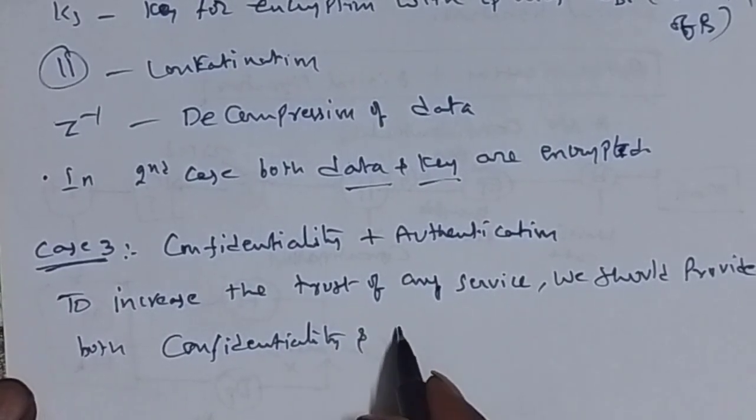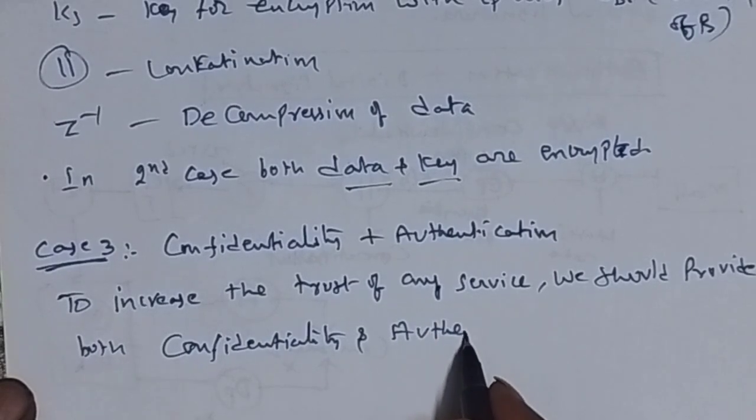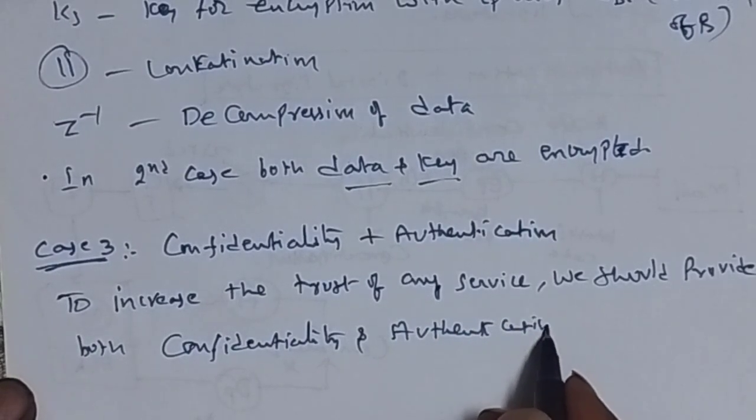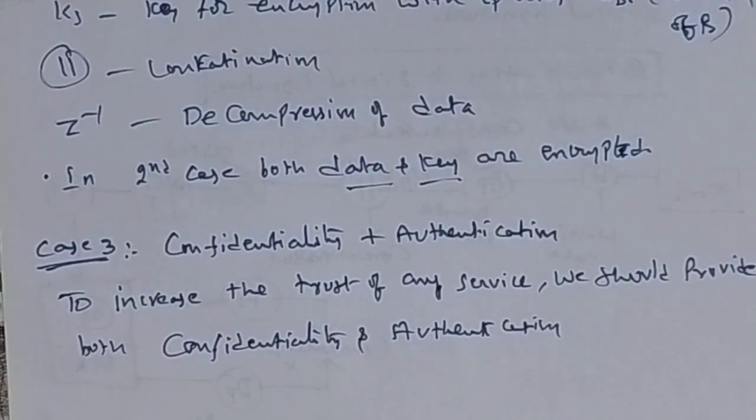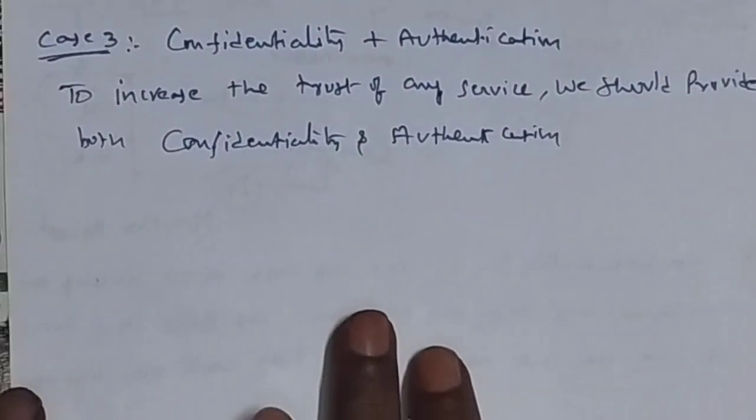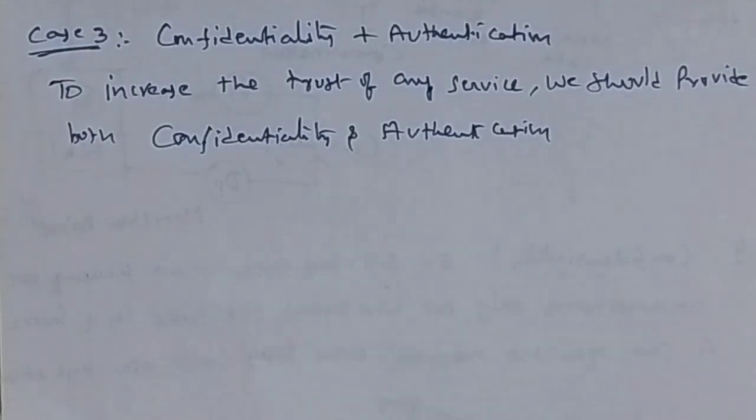We have to provide confidentiality and authentication. You have to provide these at the receiver side and the sender side. Okay, we have a diagram. I will draw it here and explain later.